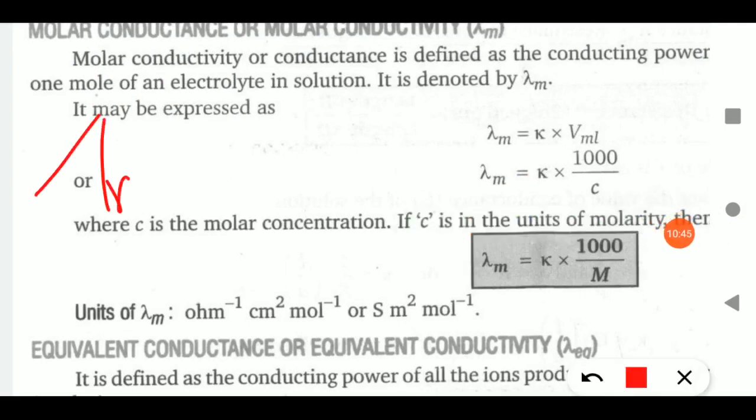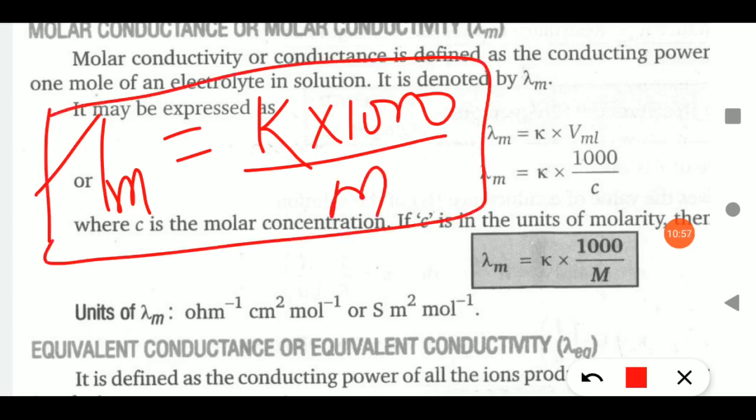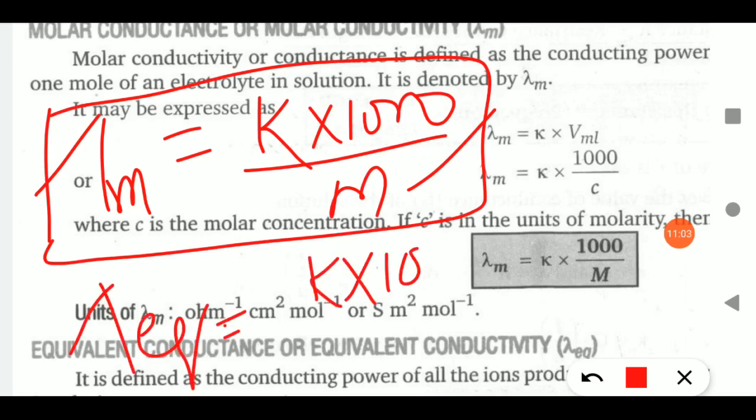And what will be the formula, student? We will use lambda m for molar conductance. It is equal to kappa into 1000 upon molarity. Why are we taking molarity? Because molarity represents moles. And equivalent conductance is equal to kappa into 1000 upon normality.